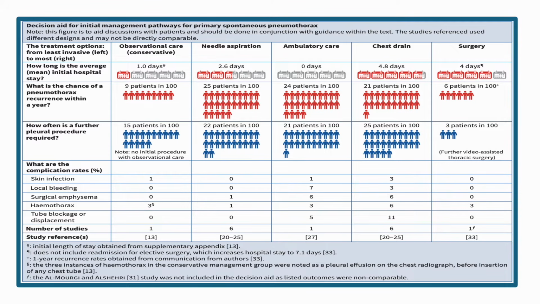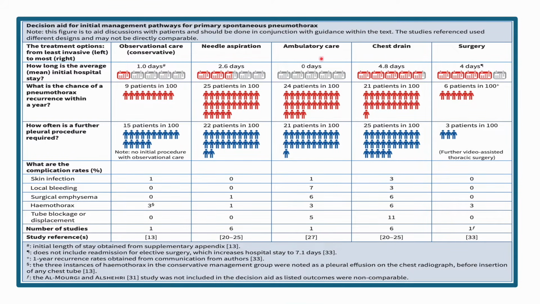This is the summary of the evidence that they have used in this guideline paper. They have reviewed only one major study which talked about observational care. In this, 9% of patients had a recurrence of pneumothorax in a year, with 15% of patients requiring a further pleural procedure. As compared to this, if you look at the studies on needle aspiration, there were around 6 main studies. And here, there was a 2.5 days average hospital stay with a 25% chance of recurrence and a 22% chance of another pleural procedure.